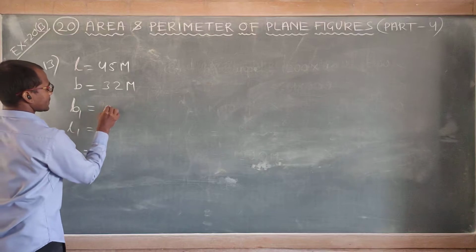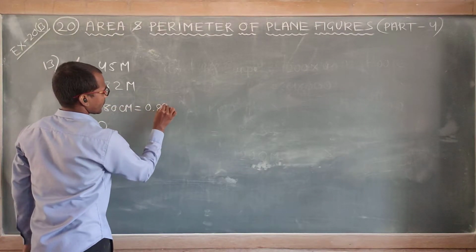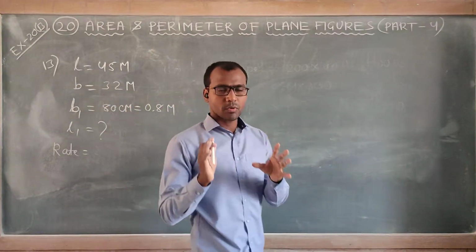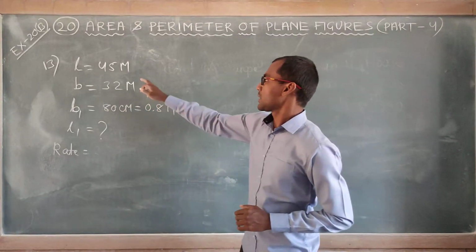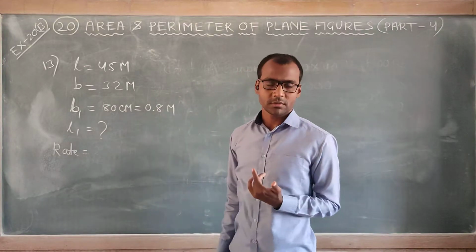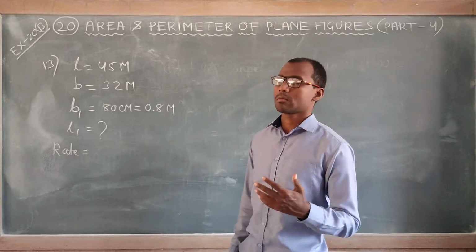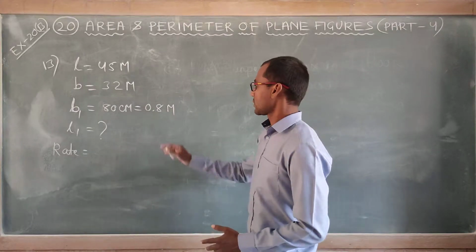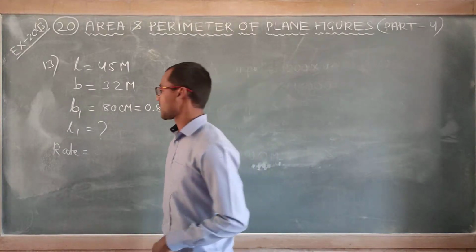Now breadth is 80 cm or 0.8 meter. Okay, so give importance to units. All the units should be same. Here everything is in meter, length, breadth, so I converted the same into meter. Rate is also given in per meter. So either convert everything to cm or convert everything to meter. Okay, so breadth is 0.8 meter, length we don't know. What is the rate? Rupees 25 per meter.